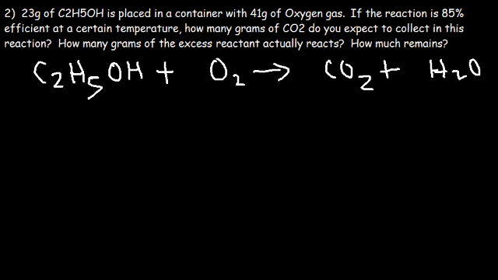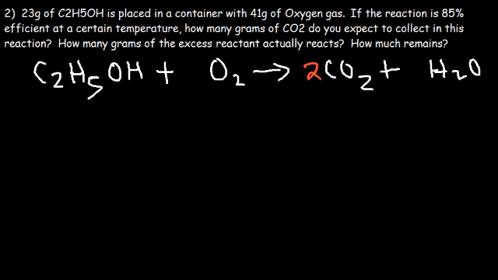So let's balance this reaction. We have 2 carbon atoms on the left side, so we need to put a 2 in front of CO2. Whenever you're balancing a combustion reaction, always balance the carbon atoms first, and then the hydrogen atoms second, and then balance the oxygen atoms at the very end.